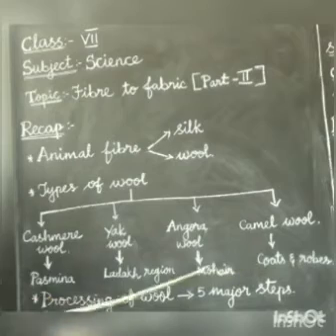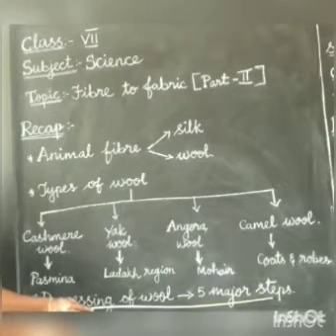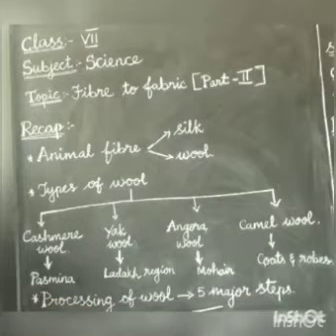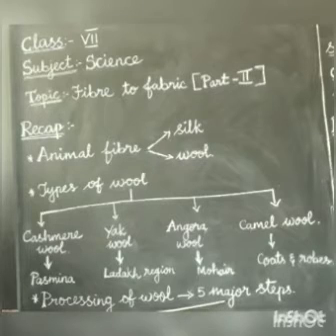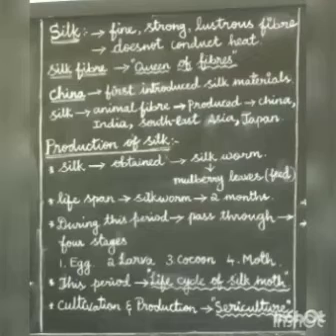Next, we see wool processing. There are 5 major steps to be followed in the processing of wool. That is shearing, washing, rowing, carding and spinning. All that we already finished in the previous class. Now we are going to learn about silk.